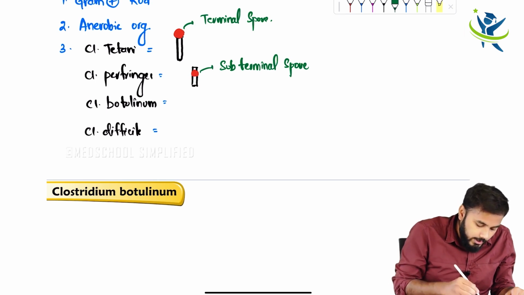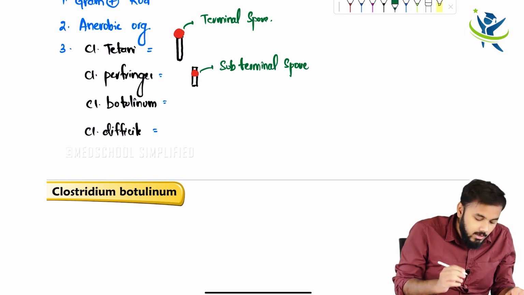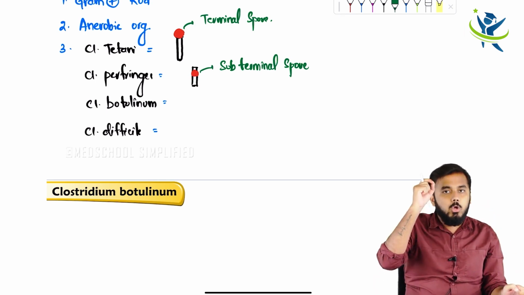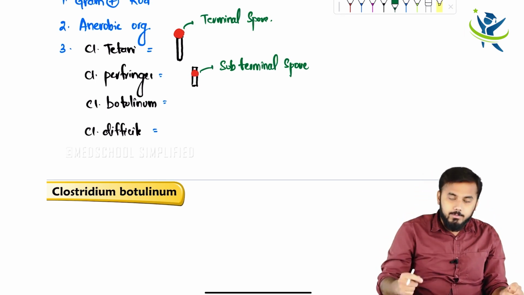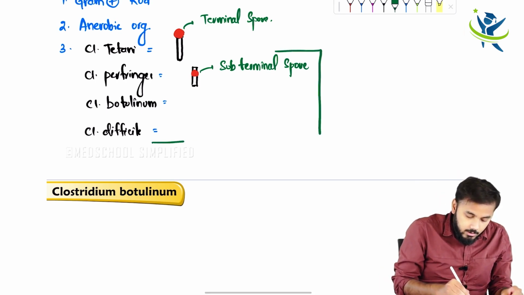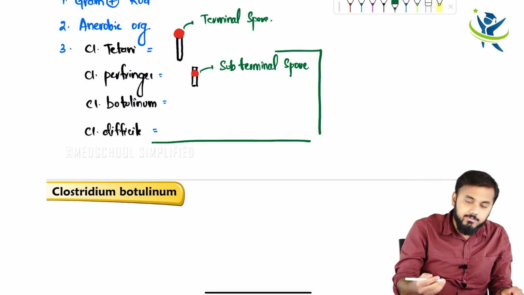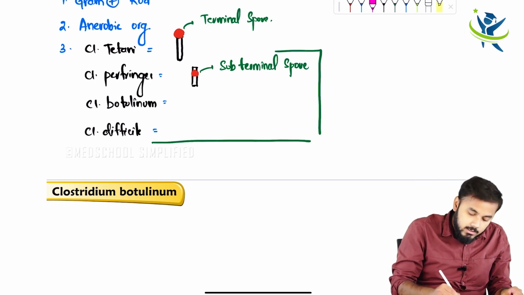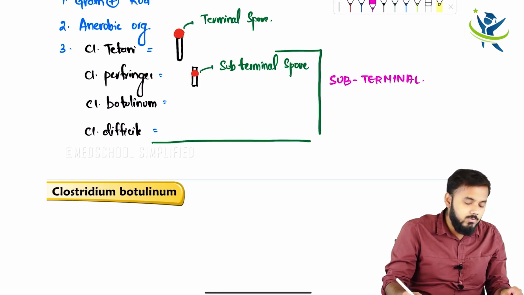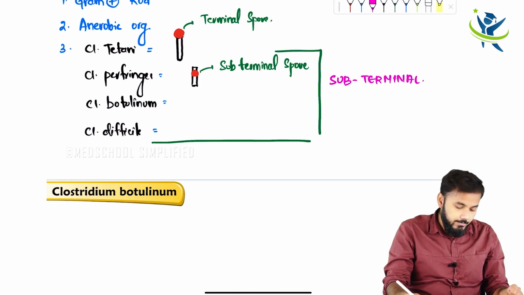Now, where are the spores located in Clostridium botulinum and difficile? All of you remember, only in Clostridium tetani the spores are located on the top. That is why it is called terminal spore. But in the remaining variants, like Clostridium perfringens, botulinum and difficile, the spores are subterminal. So this is one of the important things which you need to remember, right?